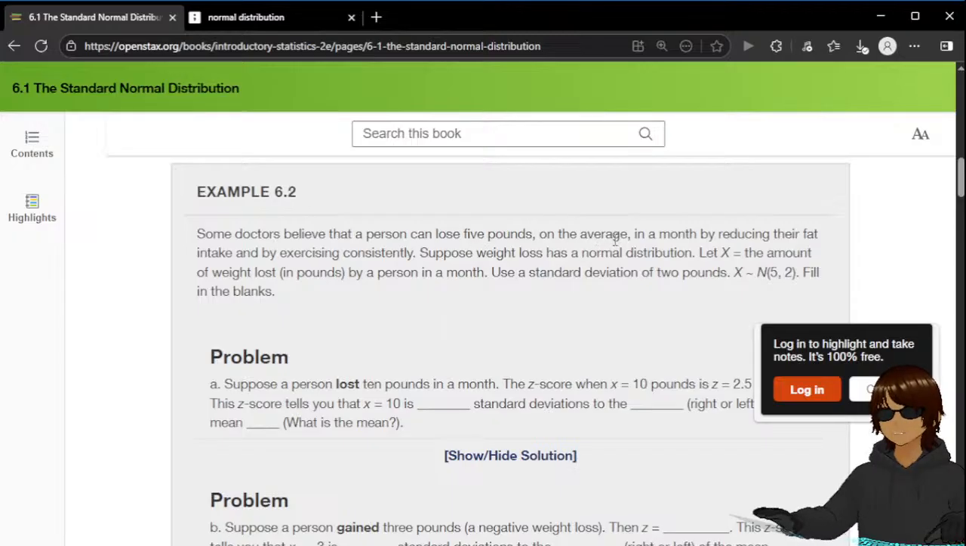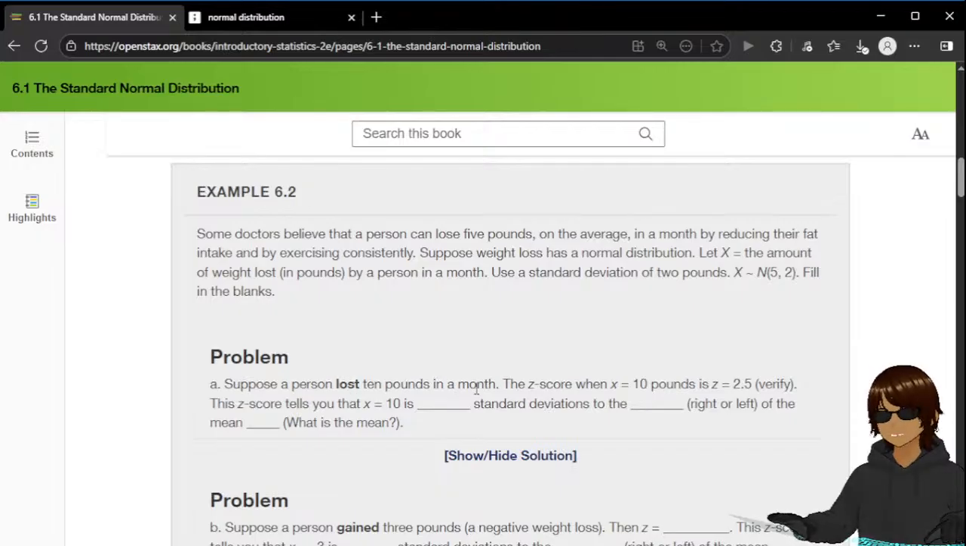So 5 pounds on average in a month by reducing their fat intake and by exercising consistently. Some doctors believe that it should have the curve of a 5 pound loss on average and standard deviation of 2. Suppose a person lost 10 pounds in a month. The z-score when x is equal to 10 is z equals 2.5. The z-score tells you that x equals 10 is 2.5 standard deviations to the right of the mean, which is 5.